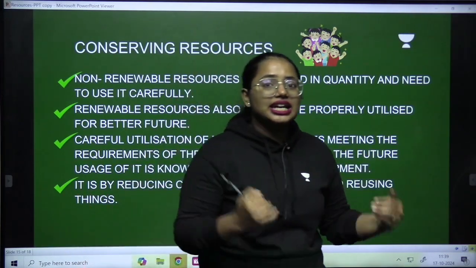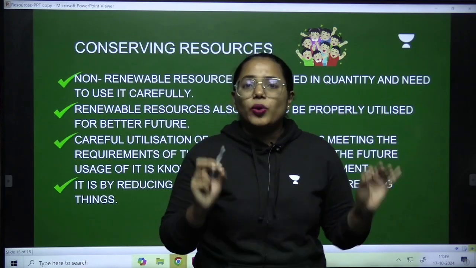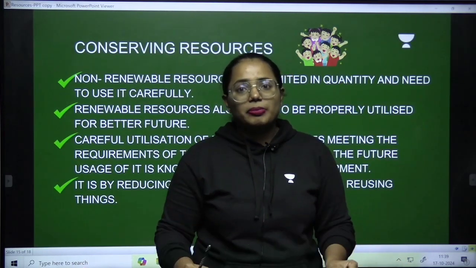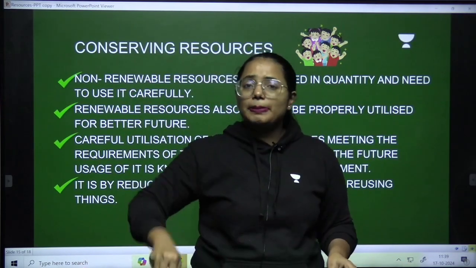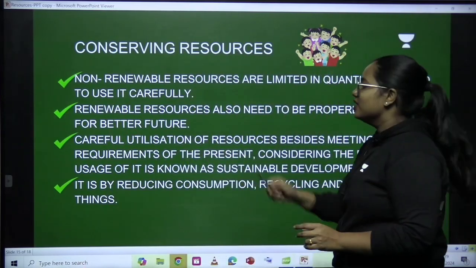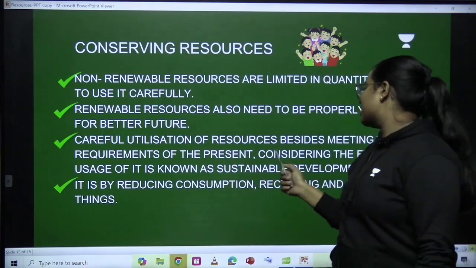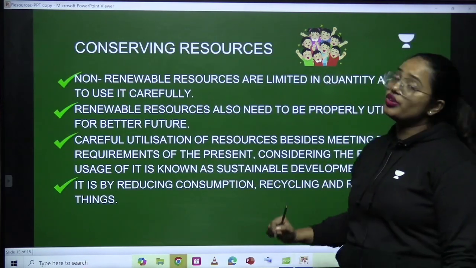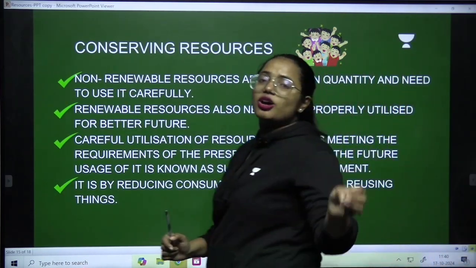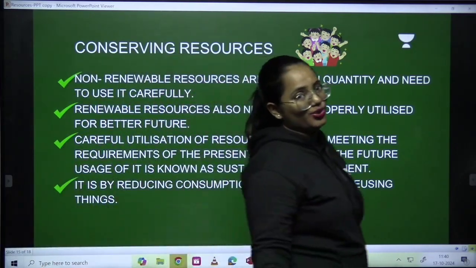So not only thinking about the present condition or present requirements, we have to meet the requirements of the future as well. We have to think about the future as well. So that is what sustainable development is. And what about the last point? How can you do that? It is by reducing consumption, recycling and reusing things. So these are the methodologies that we can employ to conserve resources.